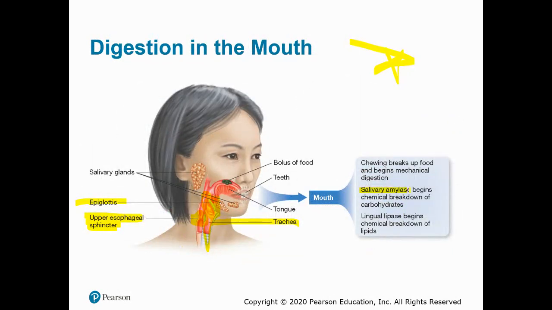Let me also point out, so salivary amylase begins the breakdown of carbohydrate, starch is carbohydrate, and then lingual lipase is another enzyme, lingual meaning tongue, lipase, so you can think of LIP, lipid, and again, ASE meaning enzyme, so breaking down lipids.